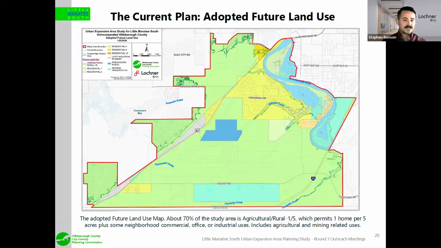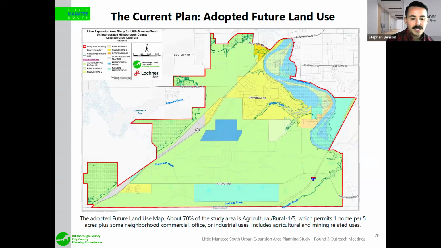So looking more specifically at the current plan, this is the adopted future land use map for the Little Manatee South urban expansion area. The boundaries of the study area are shown in red. About 70% of the study area has the future land use designation of agricultural rural 1 to 5. That is shown in that lime green color that's so predominant on this map. That category permits one home per 5 acres, with some neighborhood commercial, office, or industrial uses.